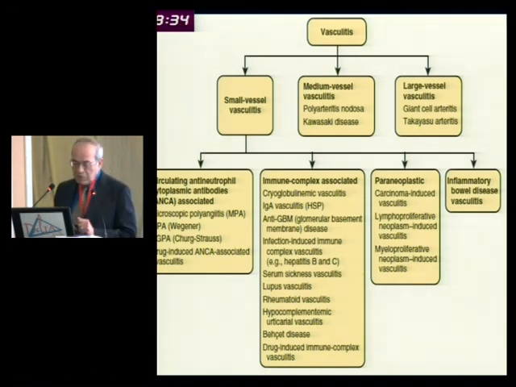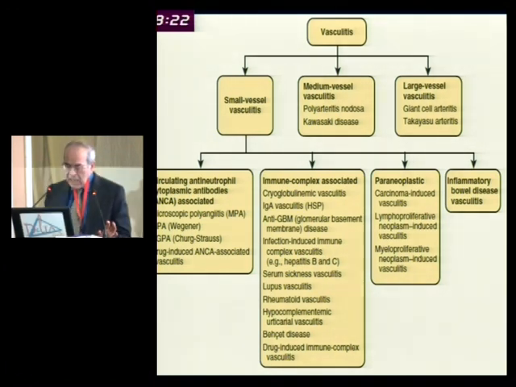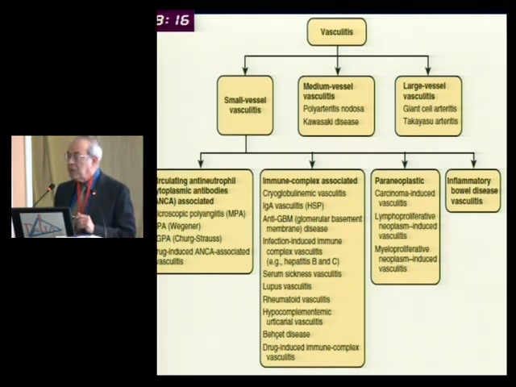The major part of my talk today is small vessel vasculitis, especially the ANCA-associated vasculitis. We know there is also another group of immune complex mediated vasculitis, vasculitis due to paraneoplastic syndrome, and vasculitis associated with inflammatory bowel disease. But we'll focus on what's called ANCA-associated vasculitis. We know there are three main types: microscopic polyangiitis, granulomatosis with polyangiitis, which was named Wegener, and eosinophilic granulomatosis with polyangiitis, which was called Churg-Strauss.